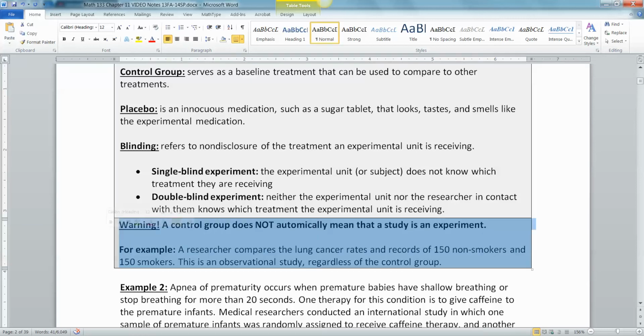All right, and again, I put that warning in there. A control group does not automatically mean that you have an experiment. So, for example, a researcher compares the lung cancer rates and records of 150 smokers and 150 non-smokers. Well, the non-smokers are the control there. But just because you have a control doesn't mean that it's an experiment. You didn't force these people to smoke or not smoke. They just did it anyway. So that would be observational.